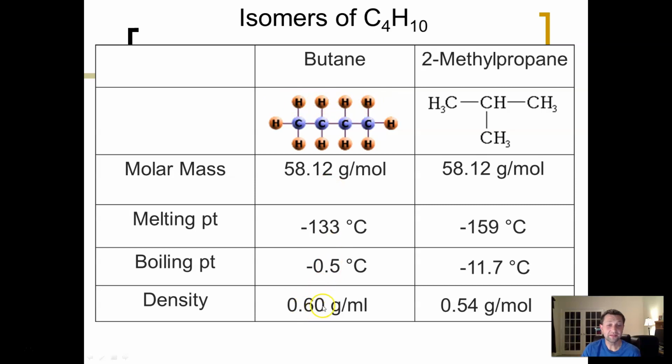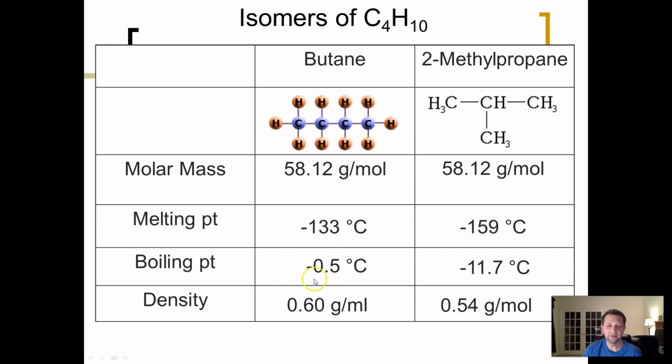So that makes sense, right? The density is a little bit higher. Density is how tightly packed something is. So if I have this and more of them could be near it, they could be closer, more closely packed, right? So the density would be a little bit higher than the 2-methylpropane. So that's kind of cool to look at. The melting point should be a little bit higher. It should take a little bit more work to melt butane, and that's true. Negative 133 is bigger than negative 159.